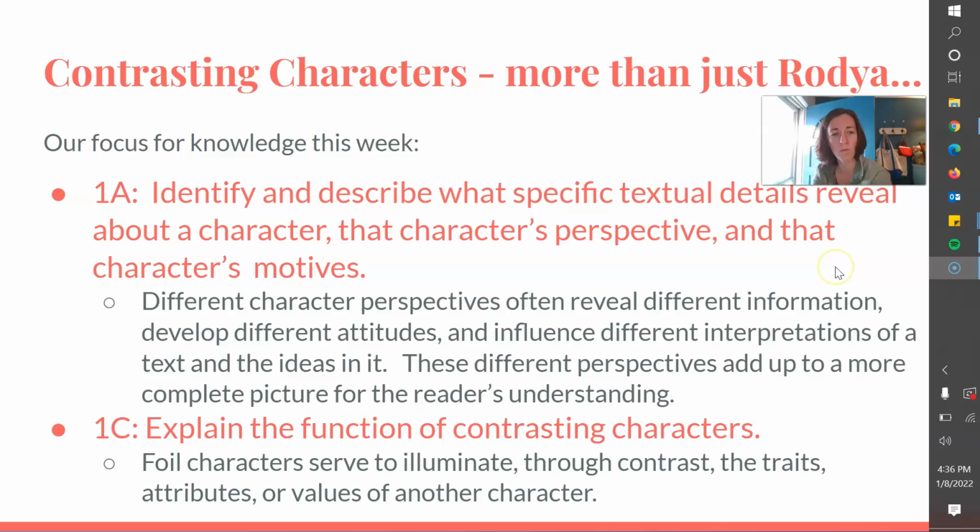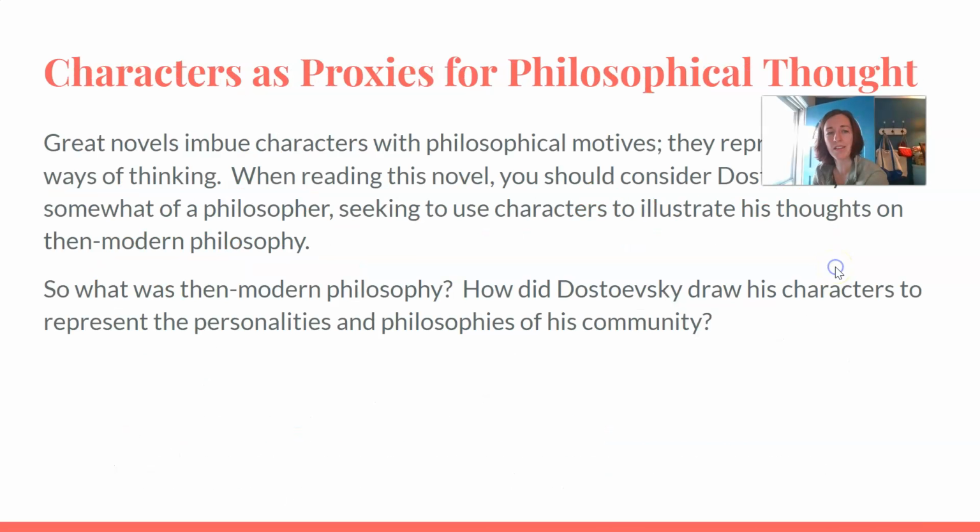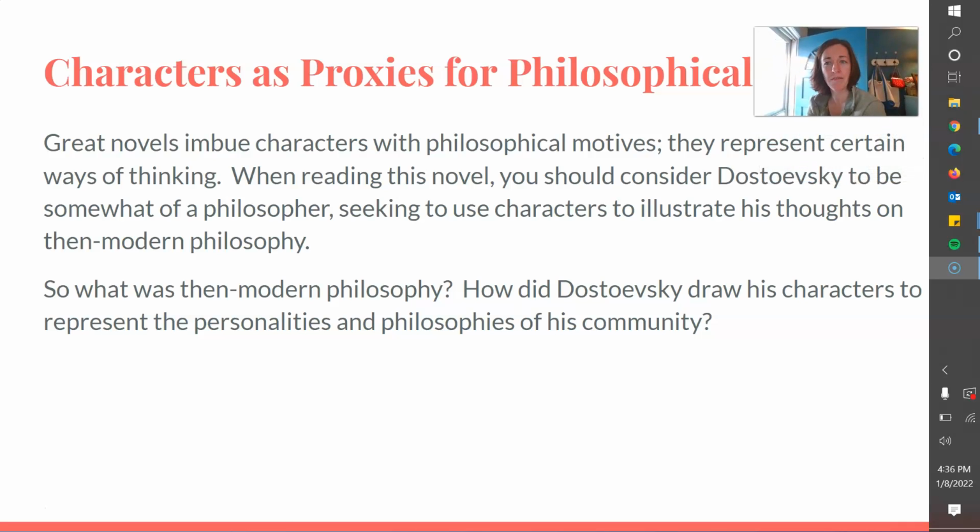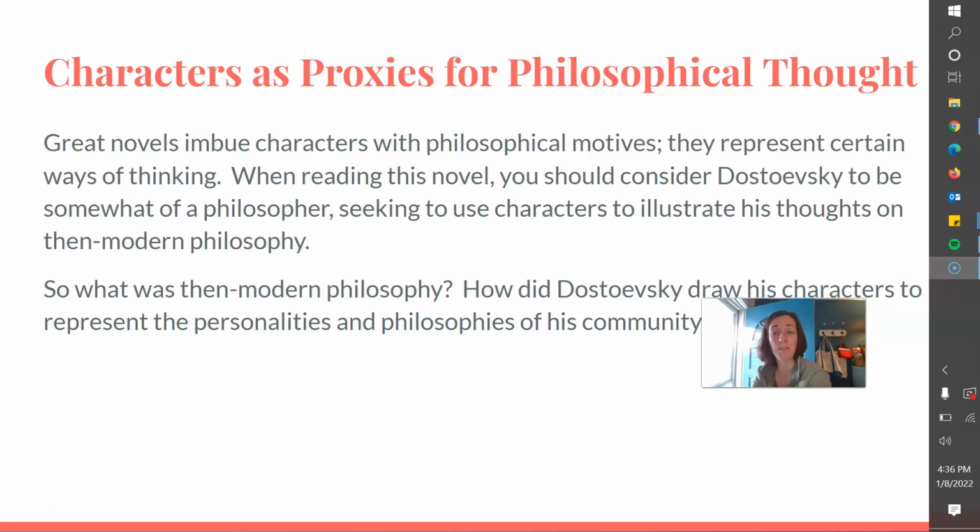Your creative analysis assignment will be to choose a pair of foils to discover. I'm going to present this concept here that is not from AP Lit, but it's more broad-reaching than that. It's that characters in novels are proxies for philosophical thought. So good writers, genius writers especially, like Dostoevsky, are going to use their characters to push out certain philosophies on seeing the world. They're going to imbue their characters with philosophical motives. They represent certain ways of thinking. When you read this novel, you should consider Dostoevsky to be kind of a philosopher himself.